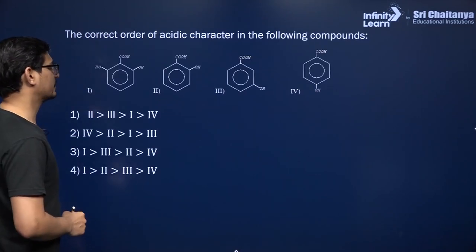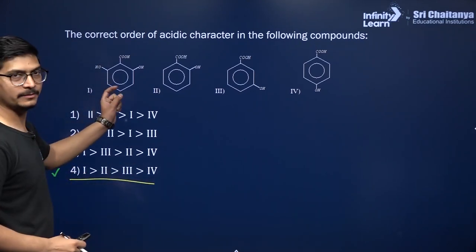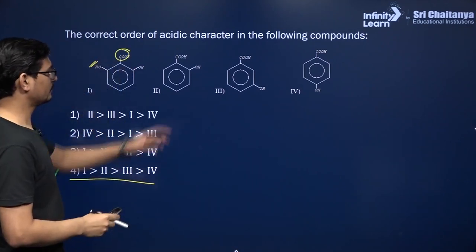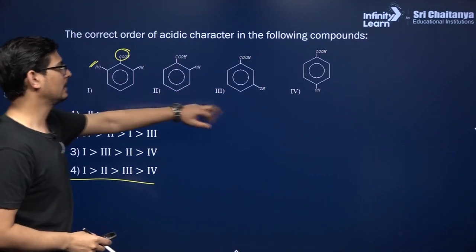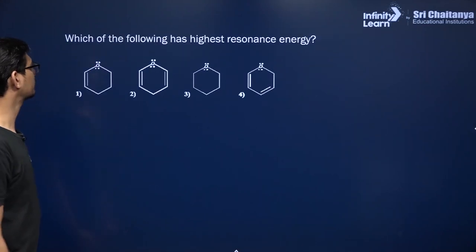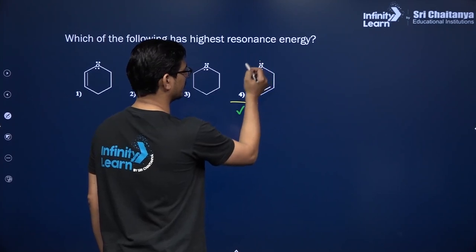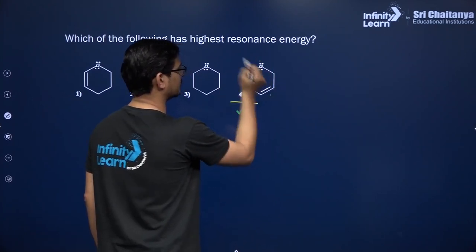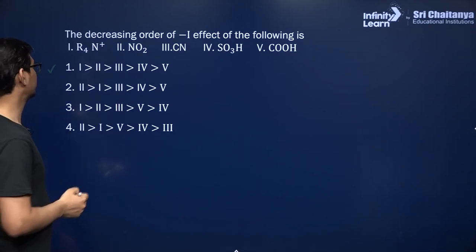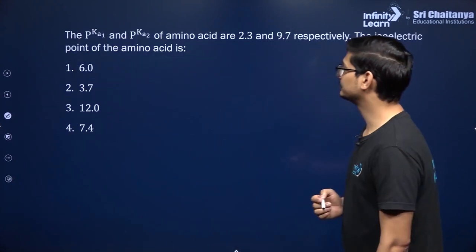The correct order of acidic strength in the following compounds, here option 1 is correct. First is most acidic, because of the intramolecular hydrogen bonding of carboxylate with OH. Then because of the ortho effect, acidity decreases, then this is less acidic, and then this is less acidic. Which of the following has the highest resonance energy? This, because we have a system of lone pair, then double bond at alternate position, and another double bond at alternate position. The decreasing order of minus I effect, theoretical question. So this order is correct. Option 1 is the correct answer.